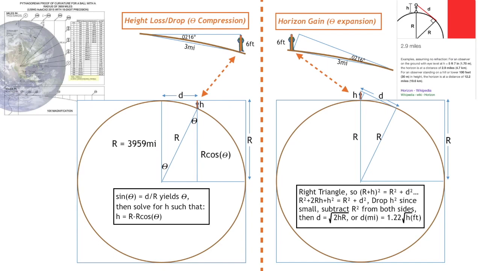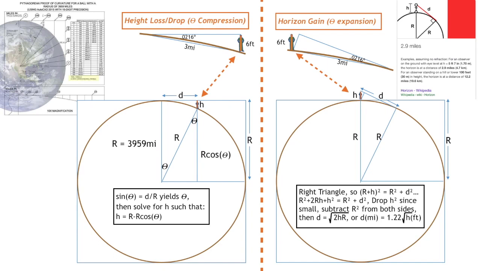You can alternatively get a horizon gain or theta expansion formula pretty simply by just using a right triangle. So in this right triangle example, you're going to have r plus a height of h sitting above the surface of the circle, squared, is going to equal r squared plus d squared. You can see just the edges of the right triangle there, and you can then solve for the distance d.